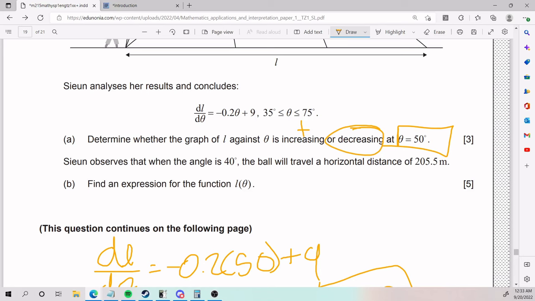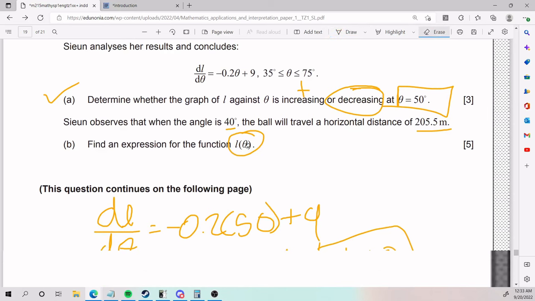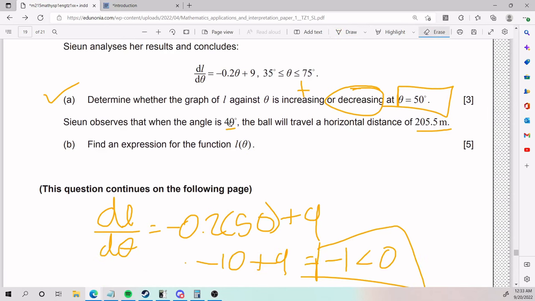That is how you do part A, see? Then we have that Sion observes that when the angle is 40 degrees, the ball will travel a horizontal distance of 205.5. Find an expression for the function L of theta, see? Okay, so the tough part here is understanding what to do.